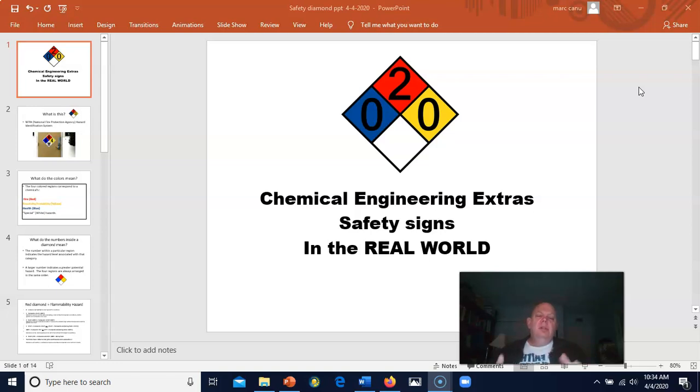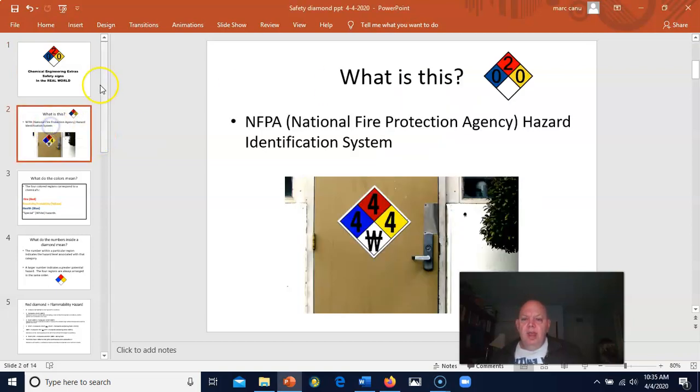All right, so a little extra there for Chapter 15, Chemical Engineering Extras. We're going to look at safety signs in the real world. You probably have seen something like this before. It may have had colors like this, or maybe it had pictures. But the bottom line is, you have seen safety signs before. And the point about this chapter, dealing with chemical engineering, is chemical safety. We've talked about OSHA. We've also talked about material safety data sheets. But now we're going to be looking at safety signs. And with that, ladies and gentlemen, let's go ahead and get started.